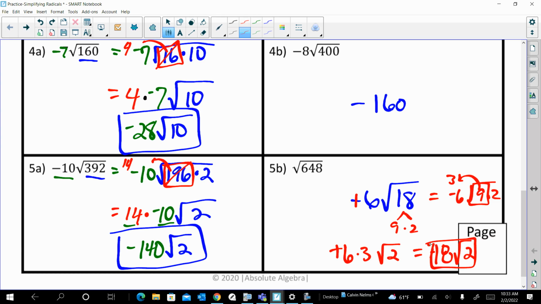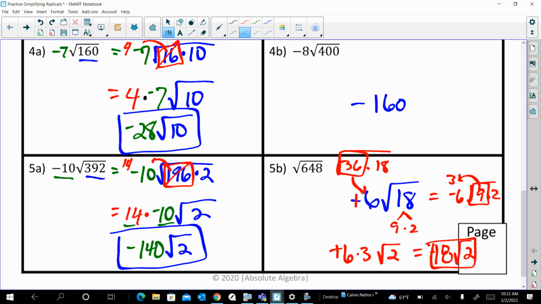Nadia, what were your factors when you did number 5B? It was 36 and 18. 36 times 18. Which this was the perfect square, which is how I got 6 on the outside. Did someone use a different set of factors? Because you didn't have to use 36 and 18. You could have used another set of factors.